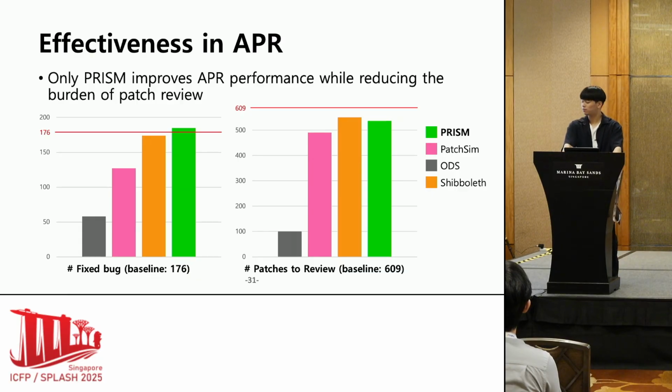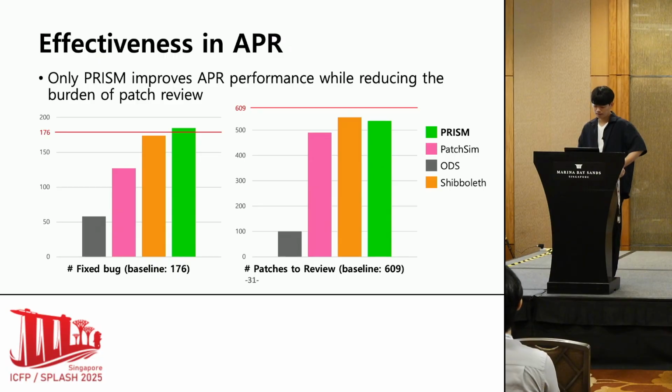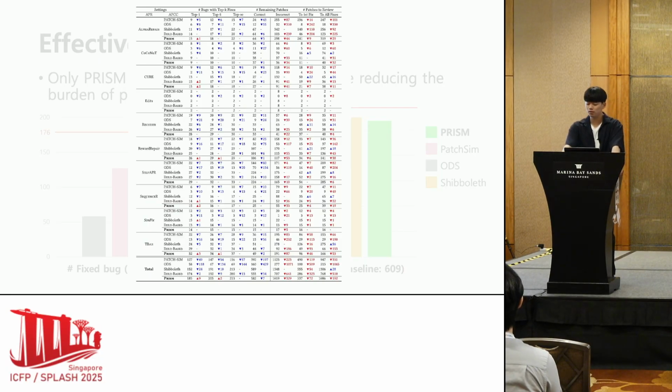Here are the results of the first experiment. It shows that only Prism achieved both goals, improving APR performance and reducing the review effort. The other techniques could reduce the number of reviews by classifying many patches as incorrect, but they also remove many correct patches and lower the overall performance of APR. In contrast, Prism finds 9 more correct patches while requiring 72 fewer reviews than baseline. And in our paper, we also report detailed results for all 10 APR systems, so please check it out if you are interested.